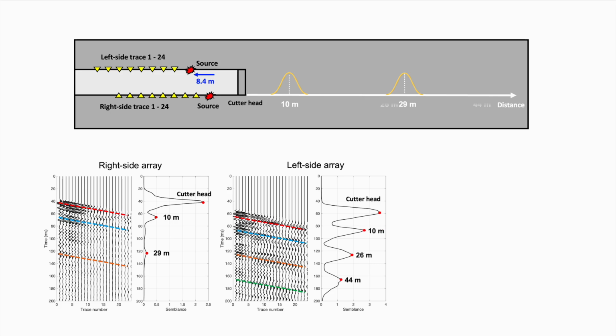Three other potential seismic reflections are detected at a distance of 10 meters, 26 meters, and 44 meters in front of the cutter head. Both right and left-hand side data consistently detected a reflection 10 meters ahead of the cutter head, increasing our confidence in an obstacle at that distance.